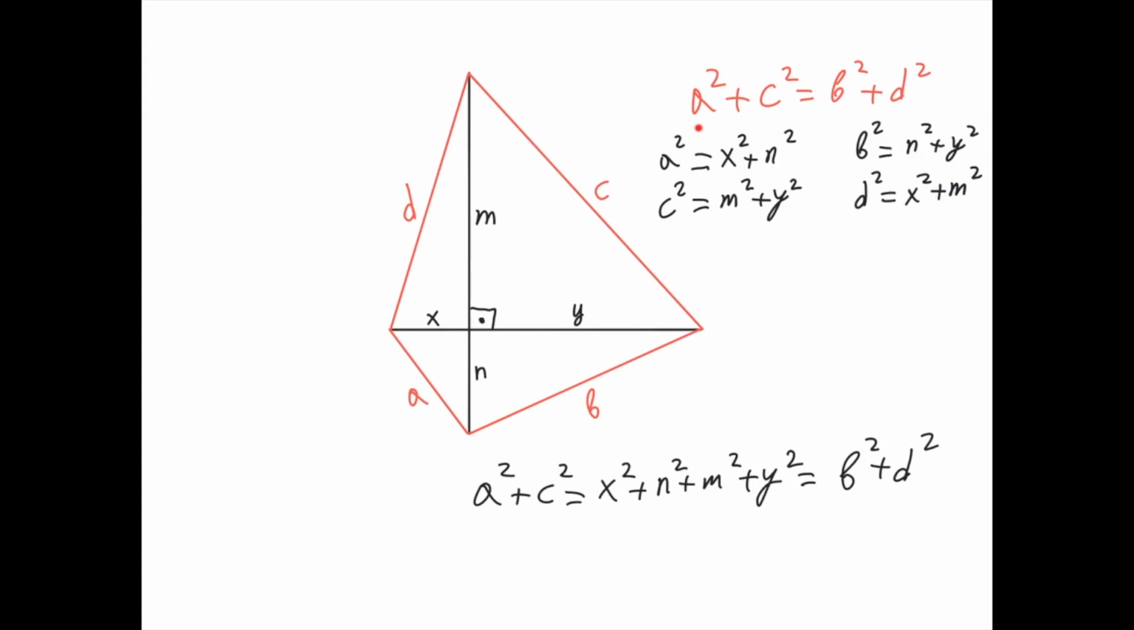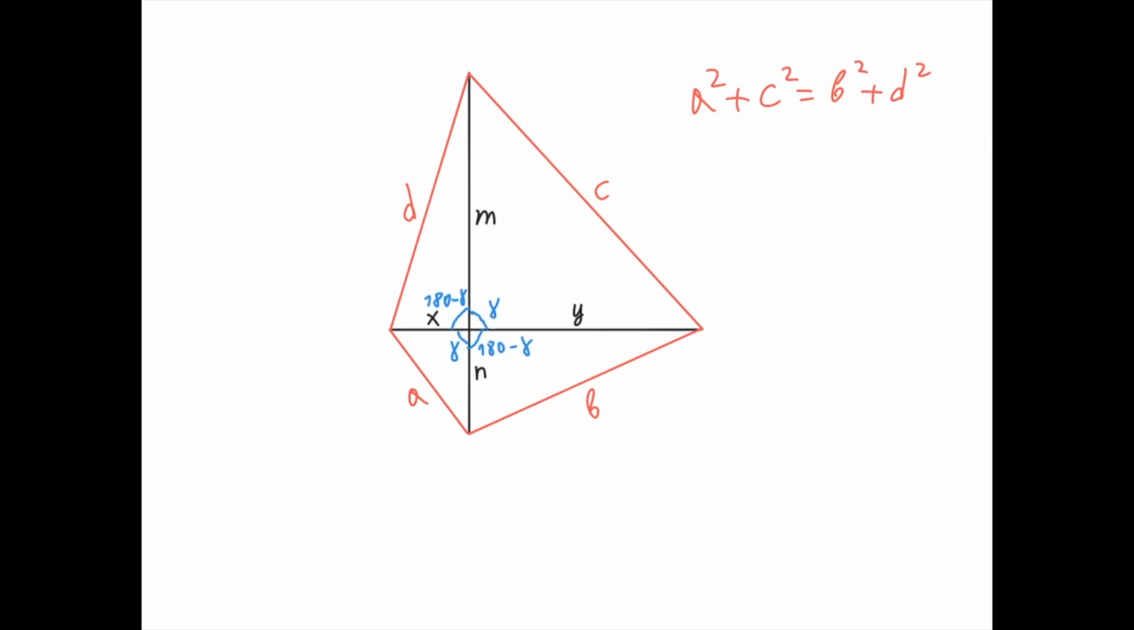And now we can add these two equalities and add these two equalities, and we get that a squared plus c squared, given here, equals the sum of these four terms, which is x squared plus n squared plus m squared plus y squared. But this is exactly the sum of these four terms here. So it equals b squared plus d squared, the sum of the left-hand sides here. And therefore a squared plus c squared equals b squared plus d squared.